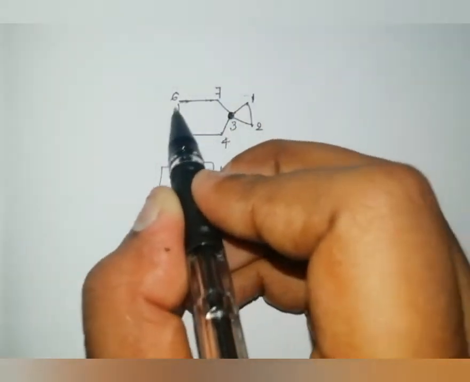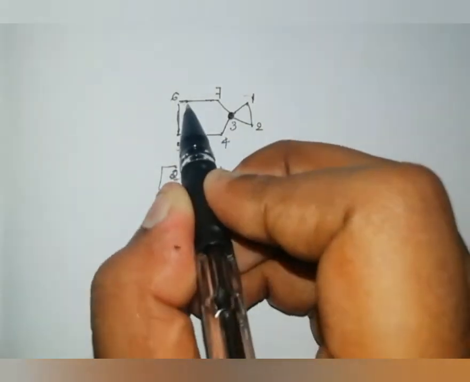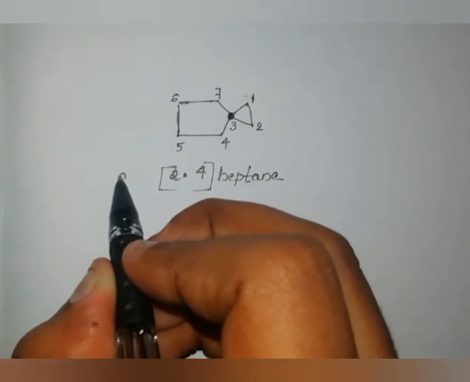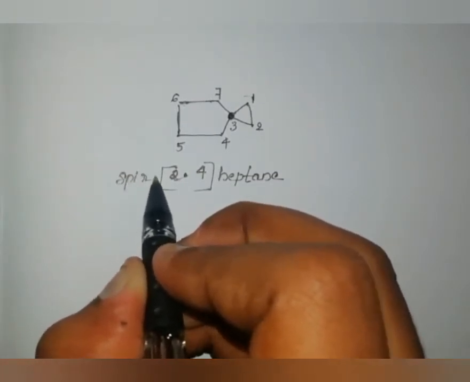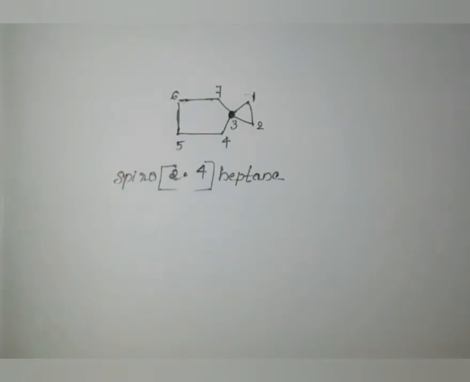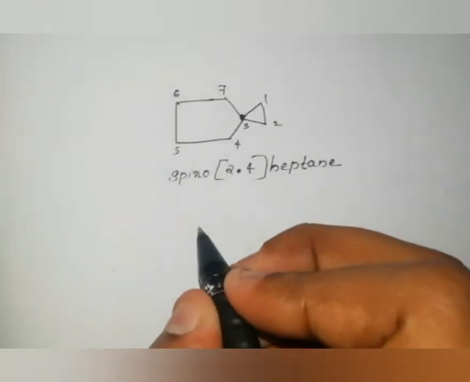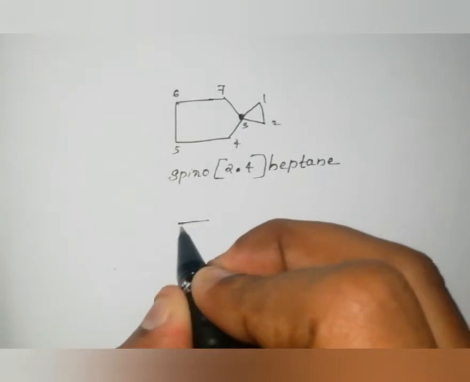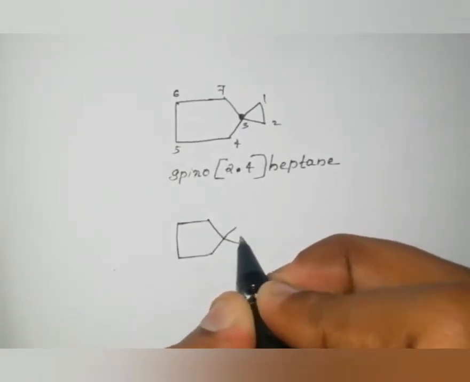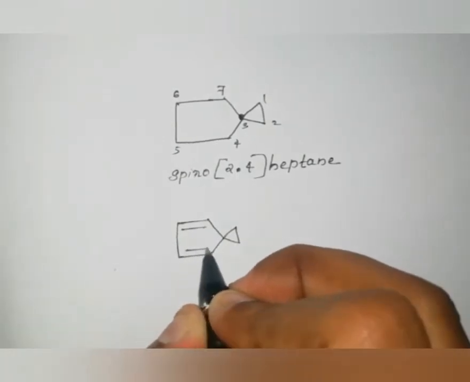Again consider this ring system. Here 1, 2, 3, 4 carbon atoms. And add the prefix Spiro. So the name of this particular compound is Spiro[2.4]heptane. Consider another example having an alkenic part.